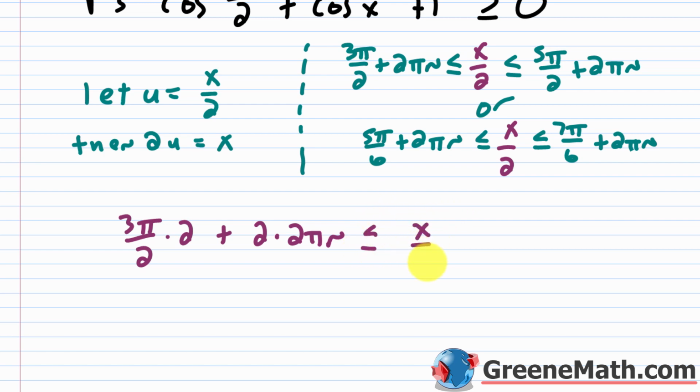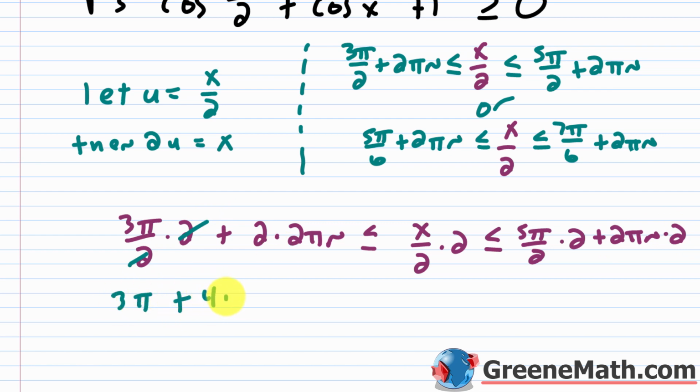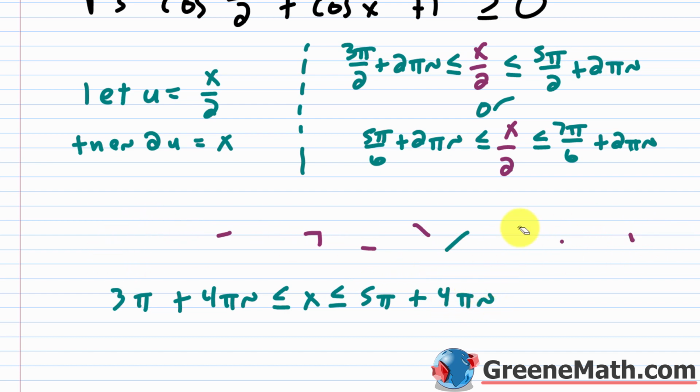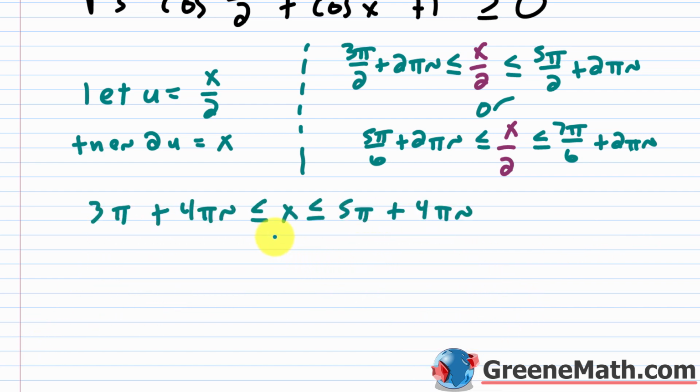We'll have x over 2 times 2, which is less than or equal to 5 pi over 2 times 2 plus 2 pi n times 2. So this cancels. You're going to get 3 pi, and then plus this would be 4 pi n. And then this would be less than or equal to, this cancels, so this is x, which is less than or equal to, the 2's cancel, so you're going to get 5 pi plus 2 pi n times 2 is 4 pi n. Okay, so that's part of your solution. Let me drag this up here, and then let me put or.